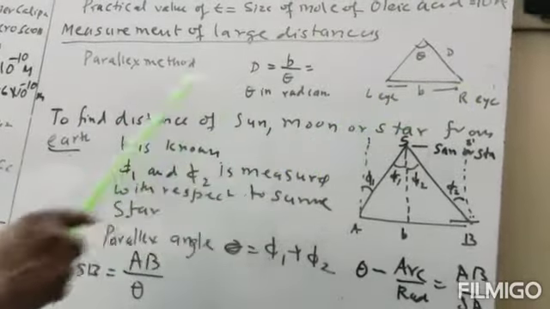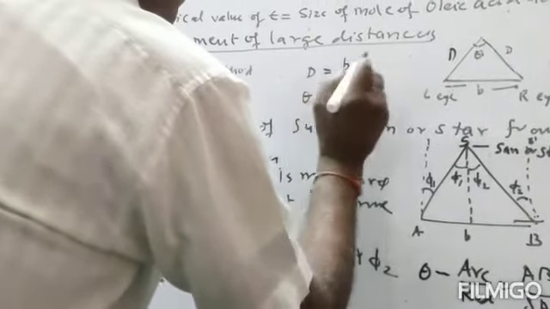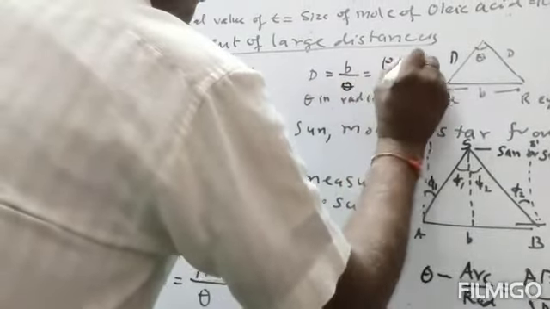Radius is this distance d. So angle is equal to b divided by d, or d will be equal to b by theta. If we measure theta in radians and b in meters, then we will get the distance between this point and the eyes, capital D, which will be equal to b by theta.